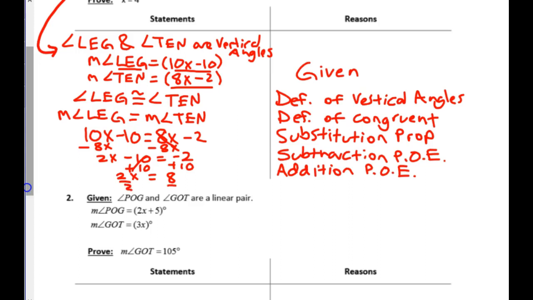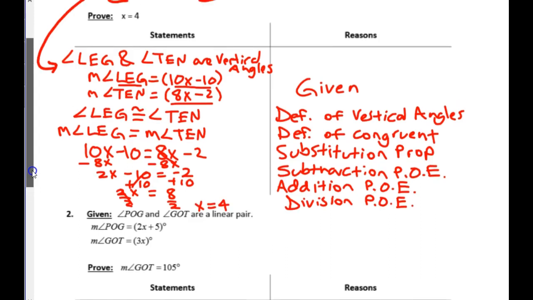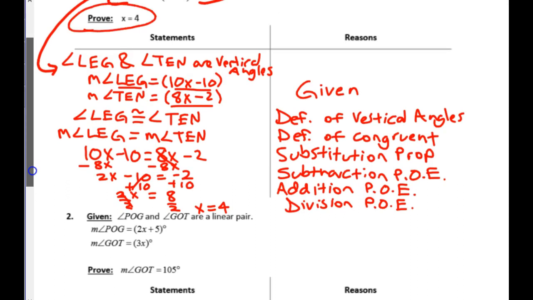Our last step is we divide. X equals 4. And that's what we were trying to prove at the top. Alright, so hopefully you wrote a little smaller than I did to fit that in. I'll give you a minute to get this down. We're going to go to number 2.